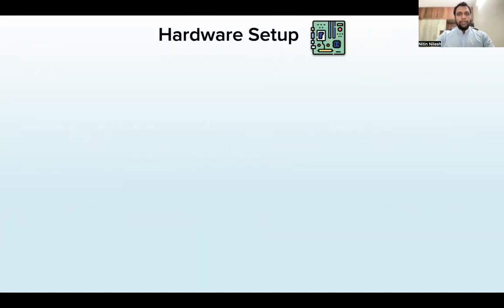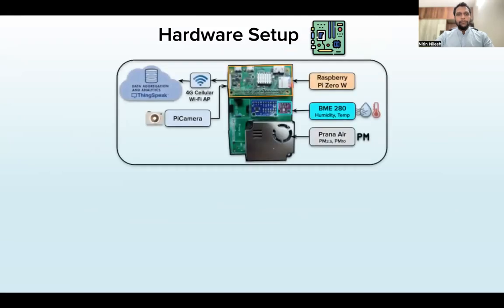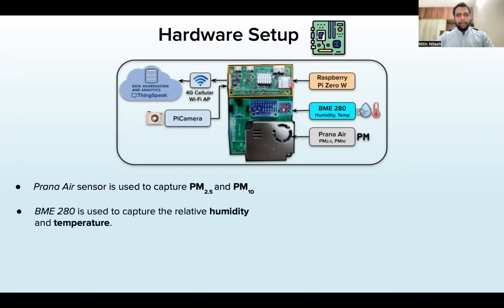Okay, so let's talk about the hardware setup that we made. So you can see this image. In this image, you can see there is a Prana Air sensor, right? This is the part which is used to capture PM 2.5 and PM 10. There is a BME 280 to get the humidity and temperature.